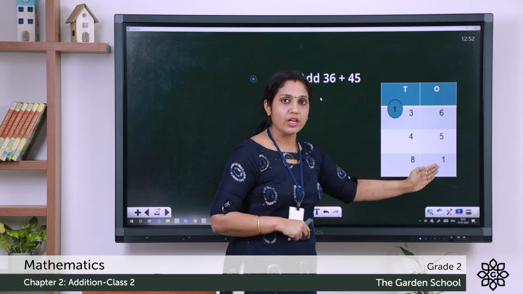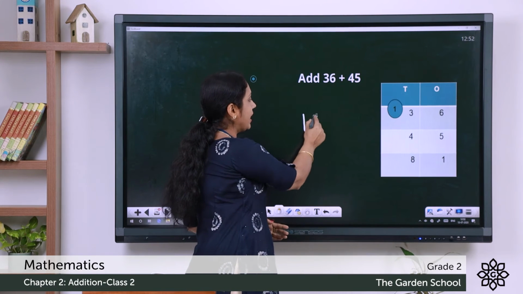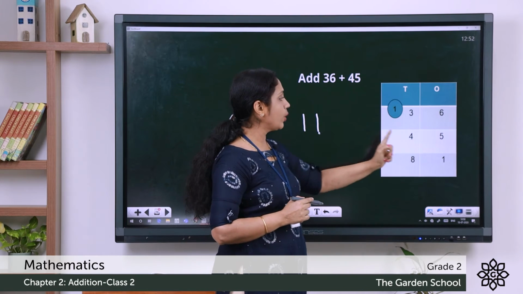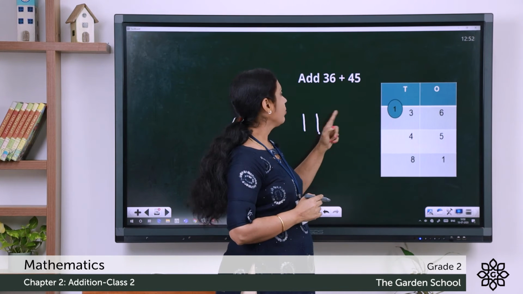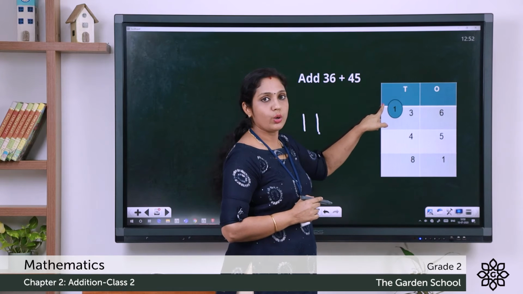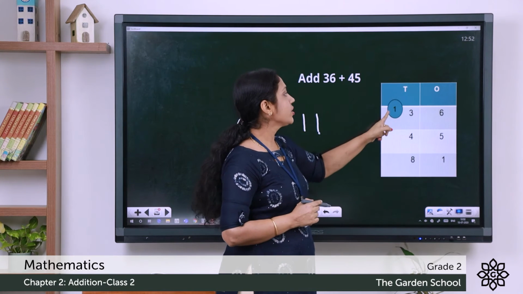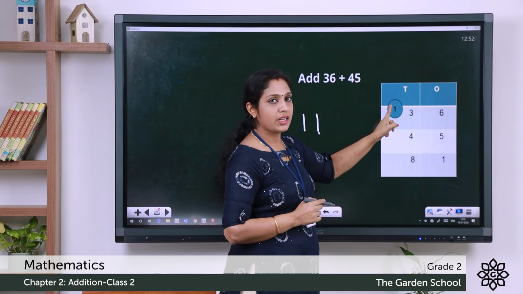It is 11. So, what are we going to do? We got 11, but we are not going to write 11 as such. We are writing the right side one here and the next one we are going to carry over to the tens position. So, 1 we have written here and here is the other one.